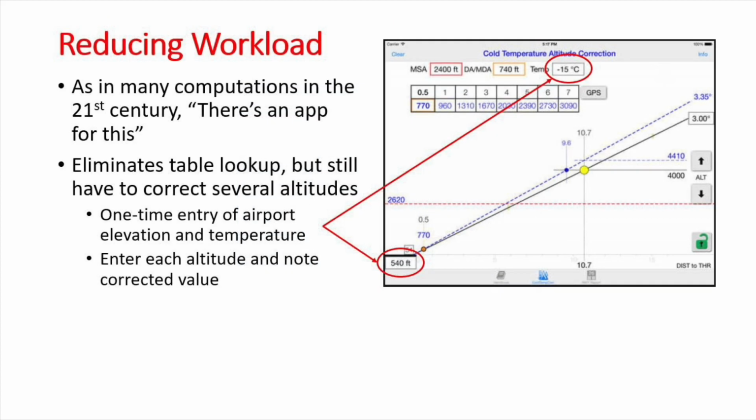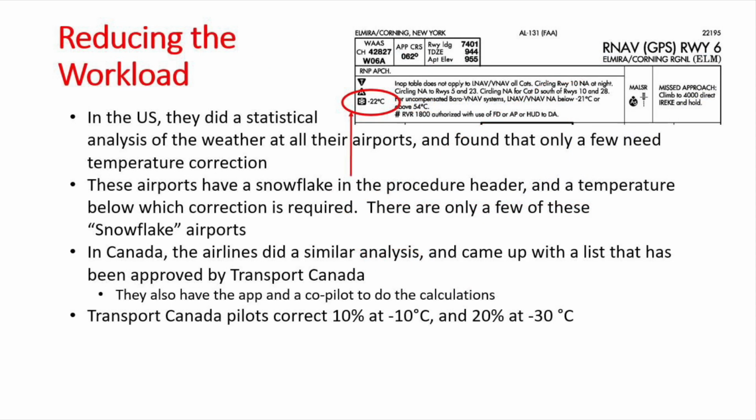There are several apps that eliminate the table lookup work, but as long as your reference is the barometric altimeter, you'll still have to work out the numbers for all 6 altitudes and note down the results. Hopefully, the answers from this app that I found on the App Store will match those I showed on the last slide. I wonder if anybody else thinks that this temperature correction stuff is too much work.